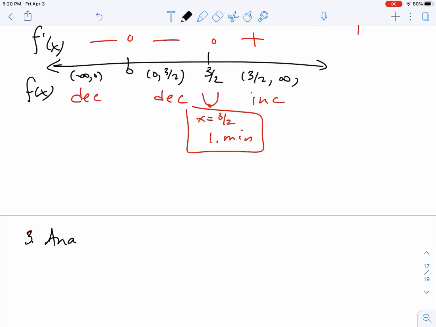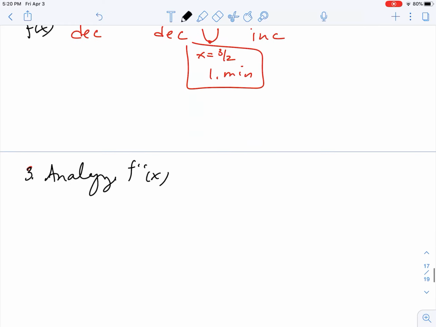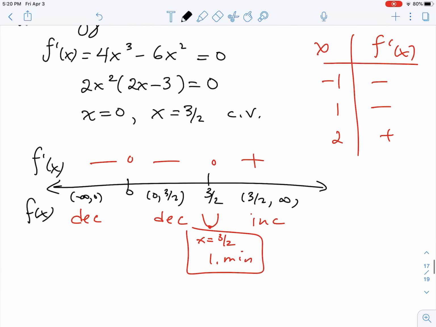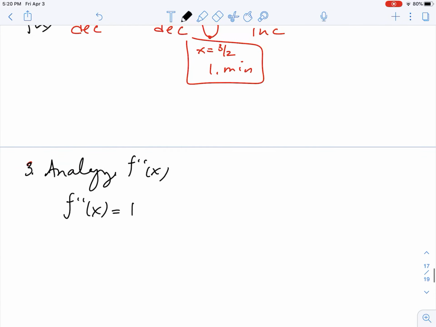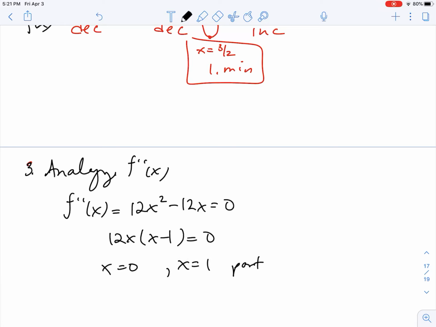Step 3 says we want to analyze the second derivative of this function. So looking at our function, we had 4x cubed minus 6x squared. The derivative becomes 12x squared minus 12x is equal to 0. Okay? And then I have a 12x in common, so x minus 1. So I get x equals 0 and x equals 1 are my partition numbers.